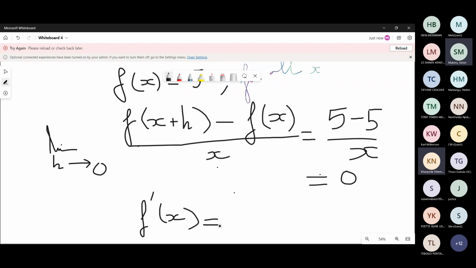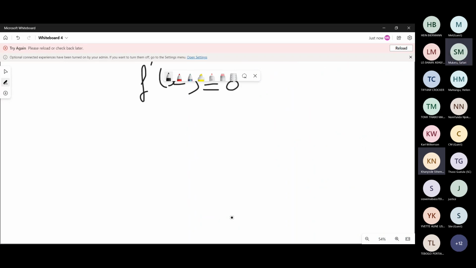I repeat, I know you know this. Any constant function is such that its derivative is 0. Of course, there's no change, right? Any function that is a constant does not change. So the rate of change is simply 0. Excellent.